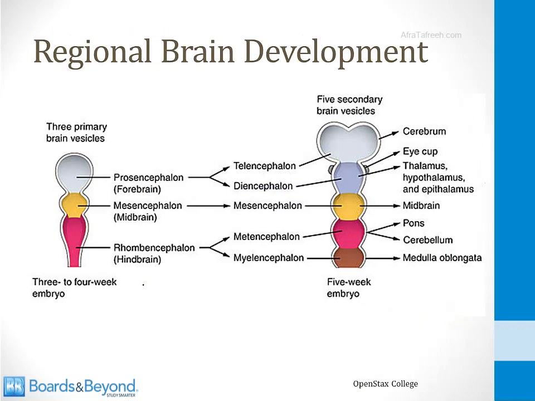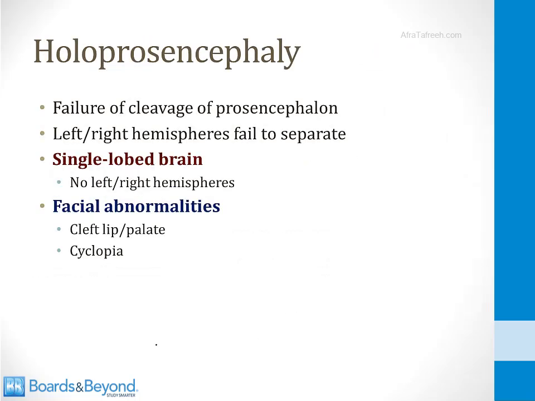This is a slide from our neurology video on embryology, and in that video I talk about how the prosencephalon or forebrain separates into two halves as shown in this picture on the screen here at about 5 weeks. In holoprosencephaly, there's a failure of cleavage of the forebrain or prosencephalon, so the left and right hemispheres do not separate. This can lead to a baby that's born with a single lobed brain. On imaging, there will be no left and right hemispheres.